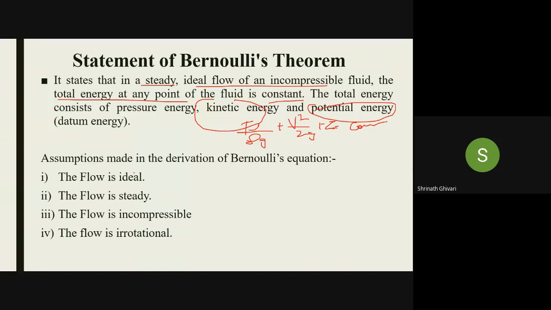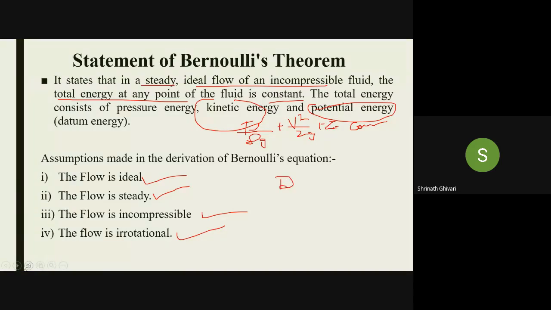Now what are the assumptions made? The assumptions made in the derivation are: the flow is ideal, the flow is steady, the flow is incompressible, and the flow is irrotational.